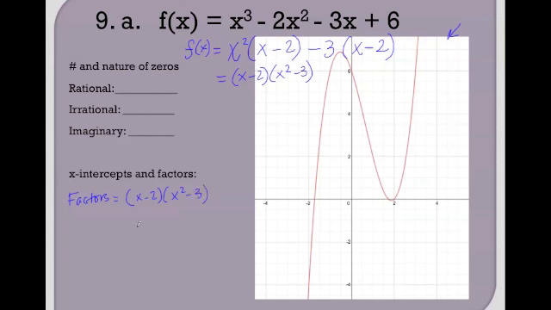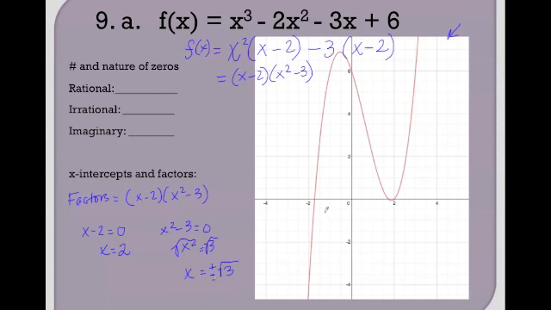Okay, to get my x-intercepts, I need to set each factor equal to 0. So that gives me x is 2, and here I have to take the square root of both sides, and you'll notice that I get plus or minus the square root of 3.